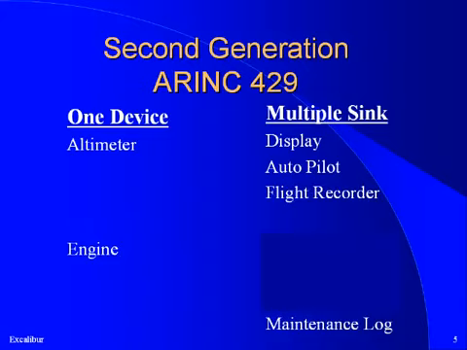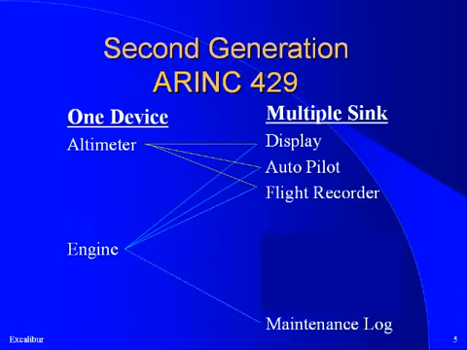ARINC 429 connected a wire directly from any device needing to send data to any device needing to receive that data. As long as the number of devices were fairly small and the distance of the devices from each other was fairly short, this was a simple and elegant solution.